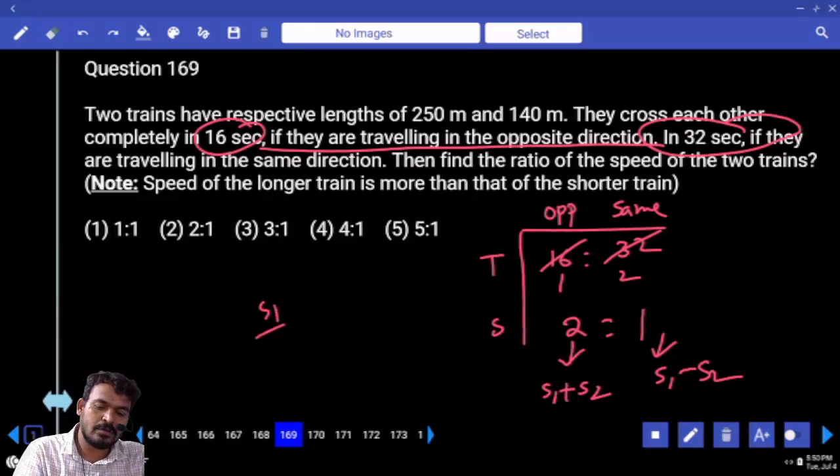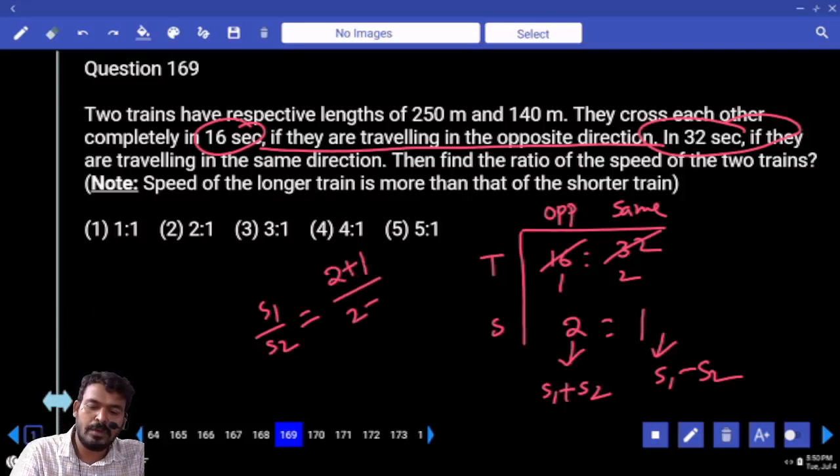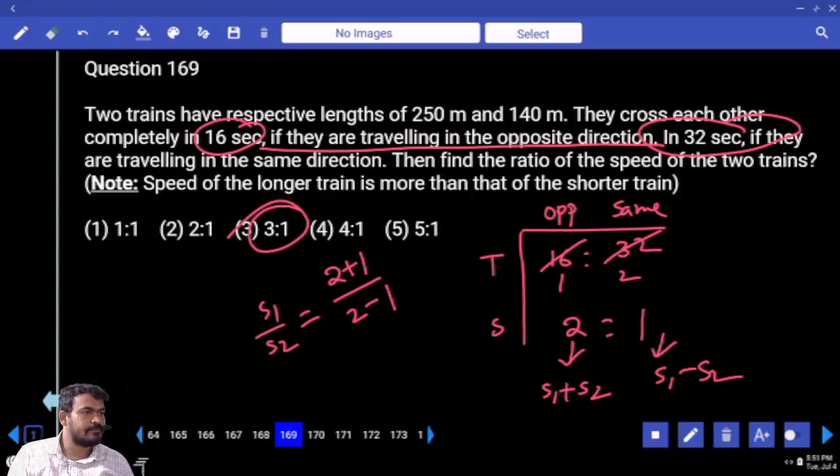Then S1 by S2 equals: add both by 2 for one and subtract for the other. One will be 2 plus 1, another 2 minus 1. What is 2 plus 1? 3. 2 minus 1? 1. What is the ratio? 3 is to 1. Here 2 means S1 plus S2 and 1 means S1 minus S2. If you require the S1 value, add the two; if you require the S2 value, subtract them.